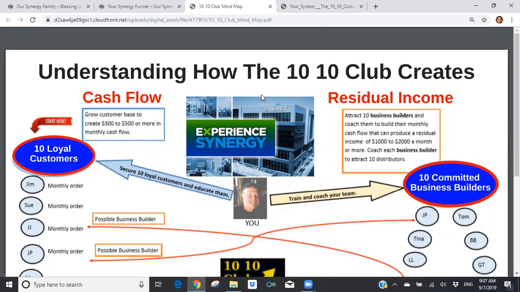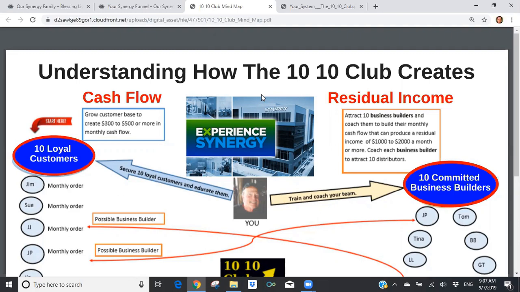The right side of the mind map is your 10 committed business builders. You know, we can bring a lot of people into Synergy worldwide, but unless people make a commitment to building their Synergy business, you're most likely not going to see anything happen. Nothing happens in life until you make a commitment to do something, and then you have the discipline to follow through on your commitment and implement your strategies.